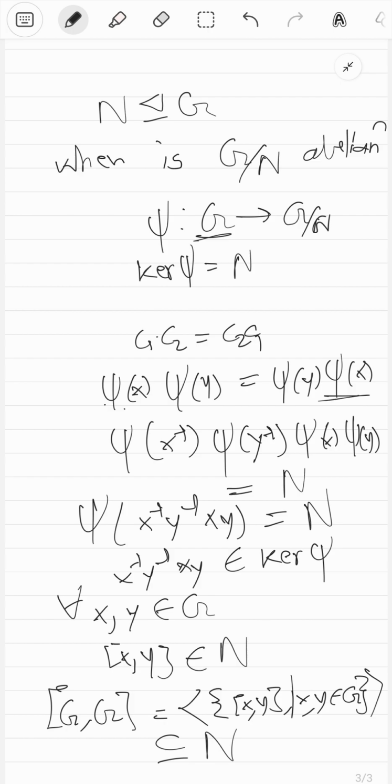And so what you will also notice is that this is actually a normal subgroup. And so any normal subgroup that has the quotient G by N being abelian contains this other normal subgroup called the commutator group of G.